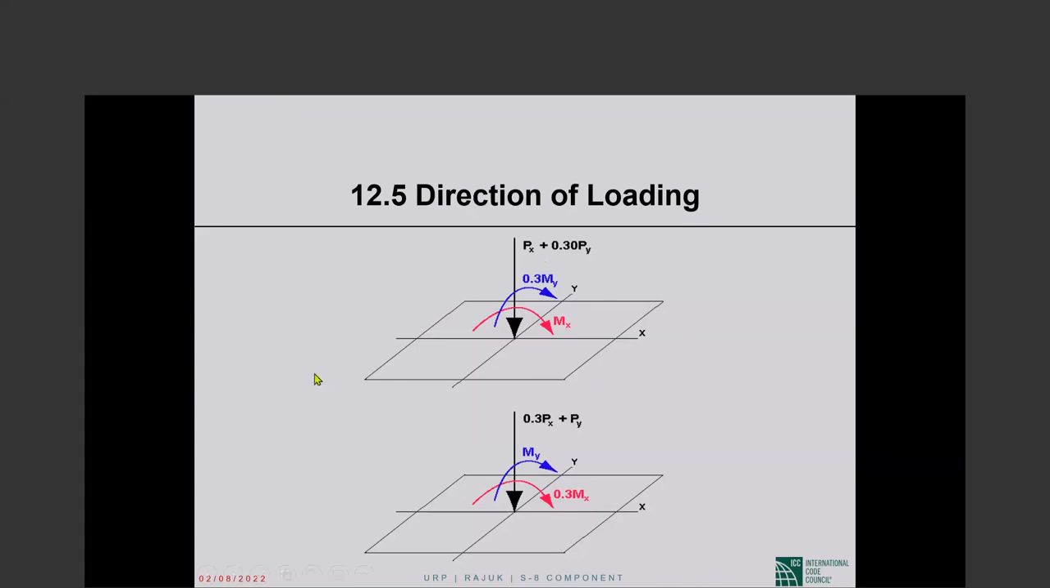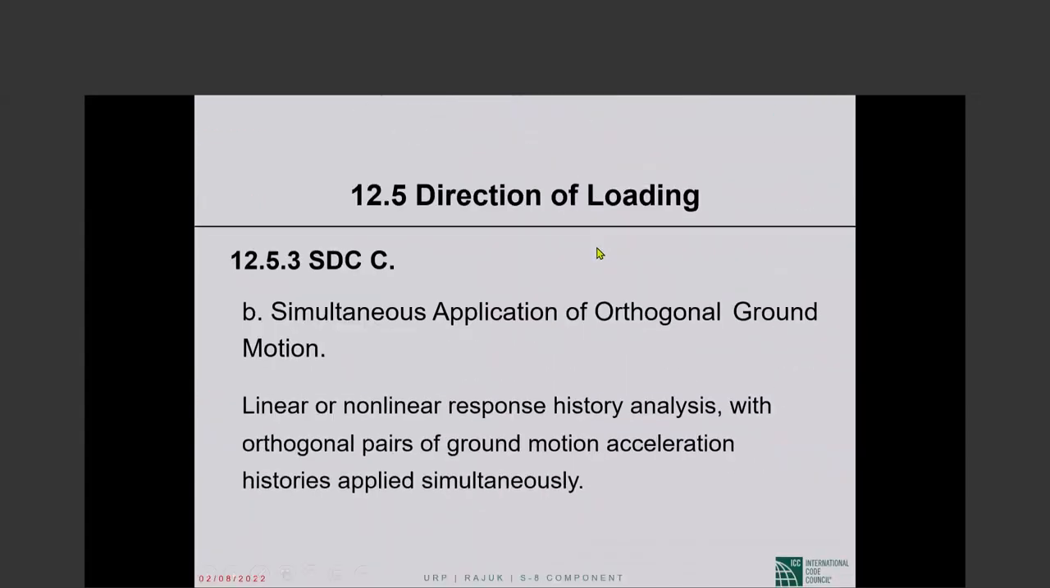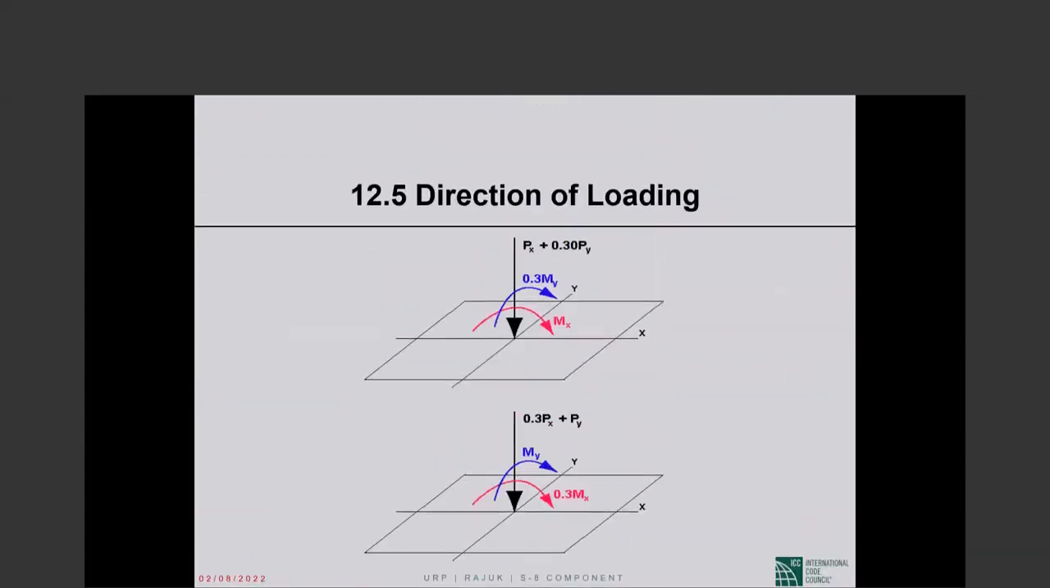The column has to be designed for 100% of the X earthquake plus 30% of the Y earthquake, which would mean for the axial load caused by the X earthquake and 30% of the axial load caused by the Y earthquake, they are additive. But when it comes to the bending moments, it is not additive. You have to design for 100% of the X earthquake and 30% of the Y earthquake at the same time.